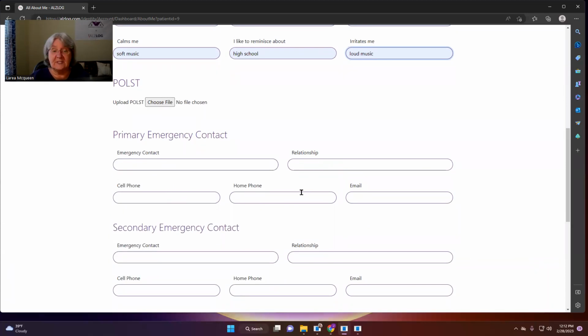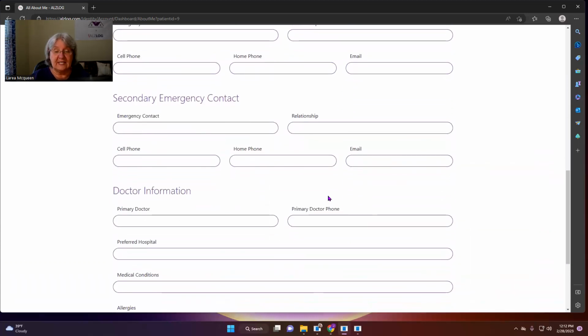Then you enter your emergency contact information. Who is the first person to call if something would happen? And an emergency second contact. It's always good to have two people in here.